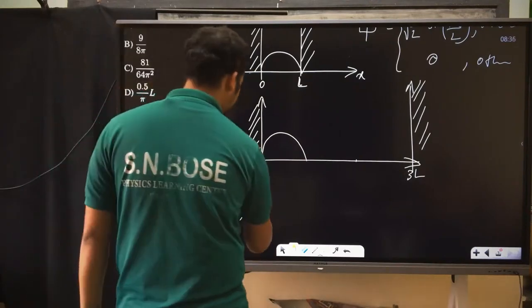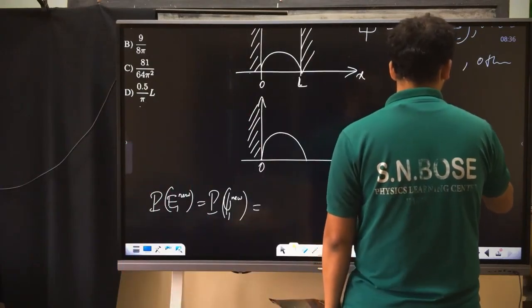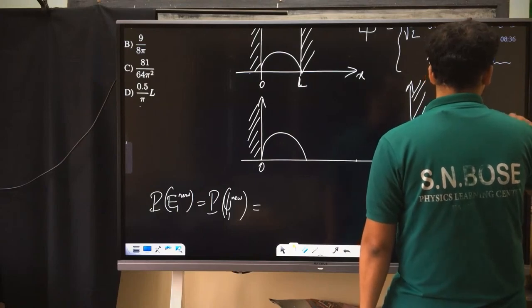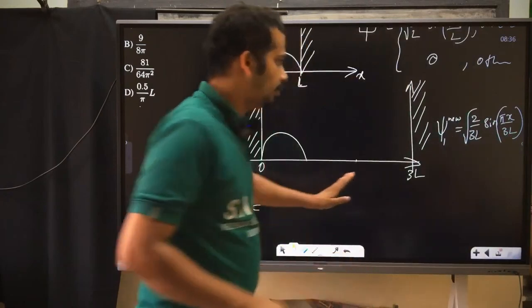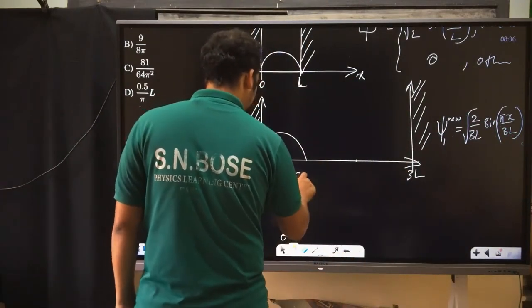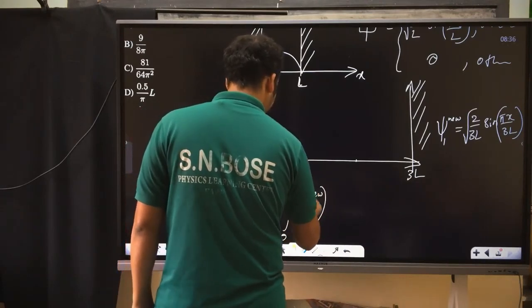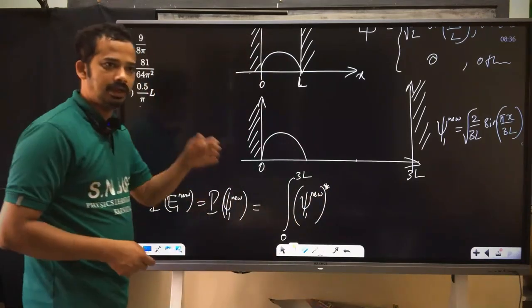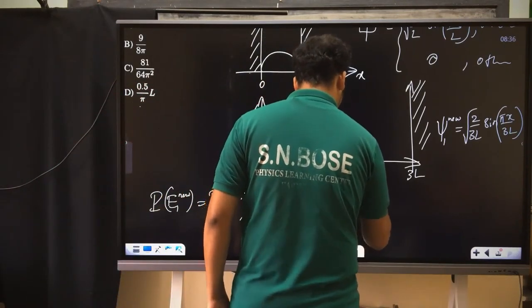What is psi1 new? Psi1 new is equal to root of 2 by 3L sin(πx/3L). What is the range? 0 to 3L. So that is 0 to 3L. Now psi1 new star is the state after the measurement. If you get E1, this is the state after the measurement, multiplied with the state before the measurement.